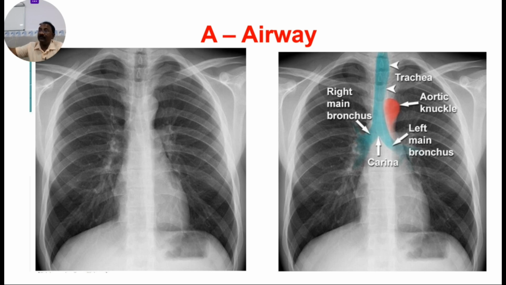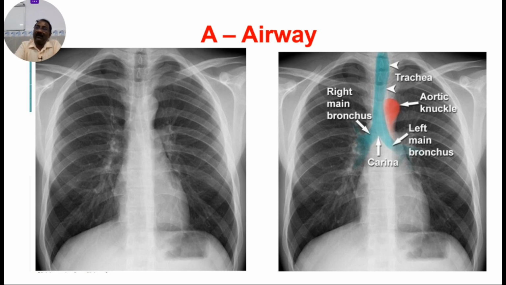See the first film, the second film, they have given the markers. So now see the first film. How is the trachea? See the right main bronchus. You appreciate the right main bronchus in the first film. You appreciate the left main bronchus in the first film.